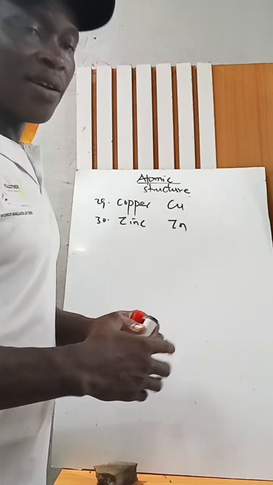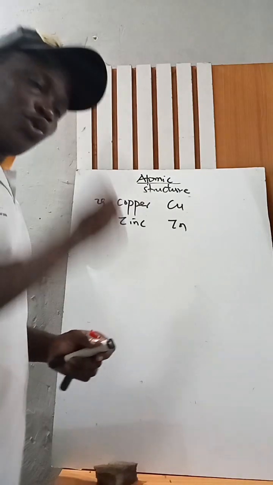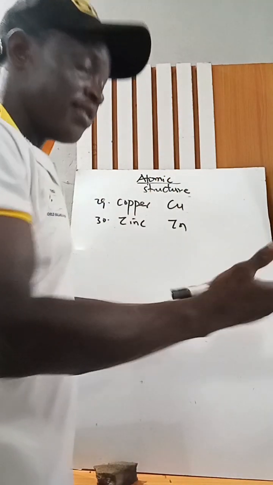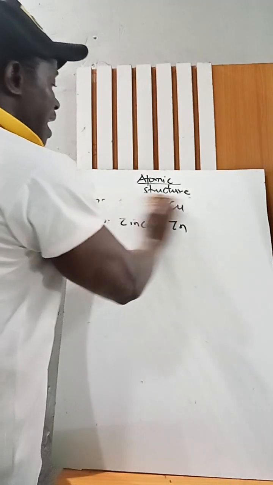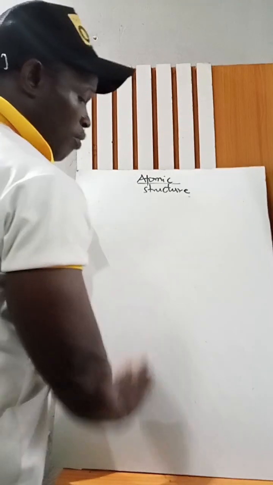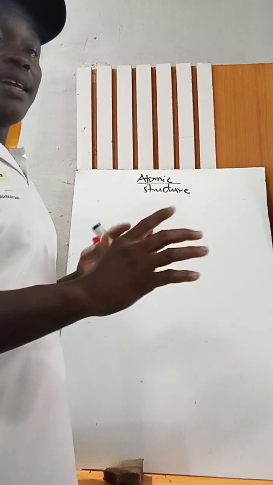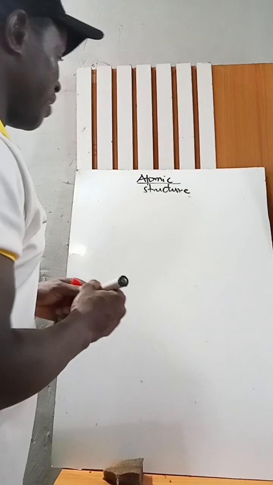Now, I have given you 1 to 30 elements. As the basics of a chemistry student, you must know 1 to 30 elements. You are starting from there. Okay, so having known that, let's move on. 1 to 30 elements, all those numbers are known as atomic numbers.